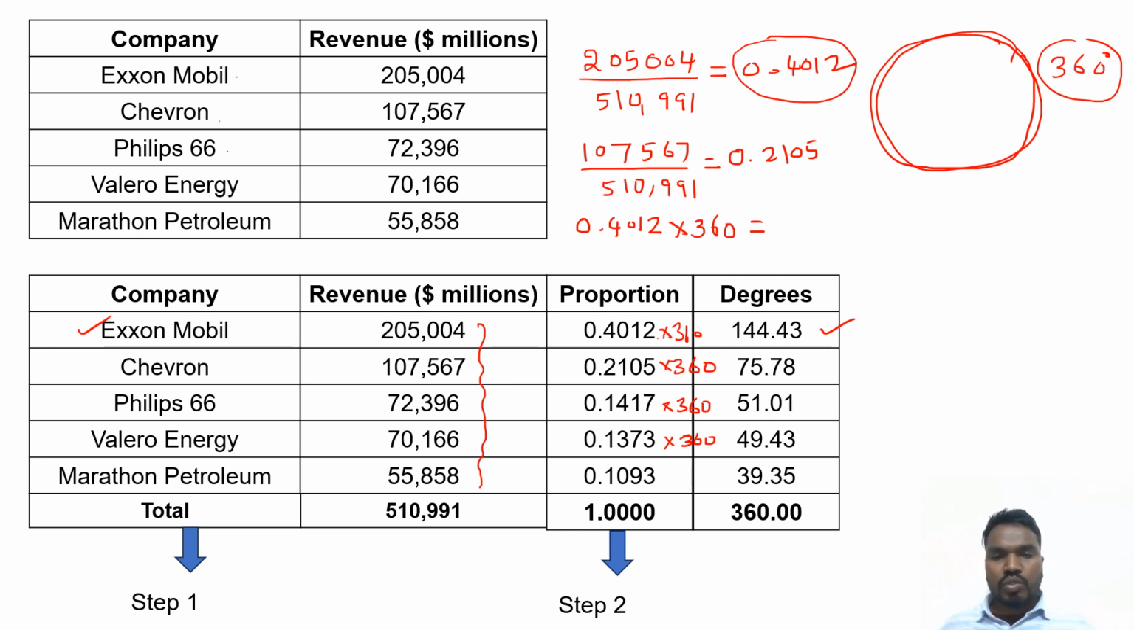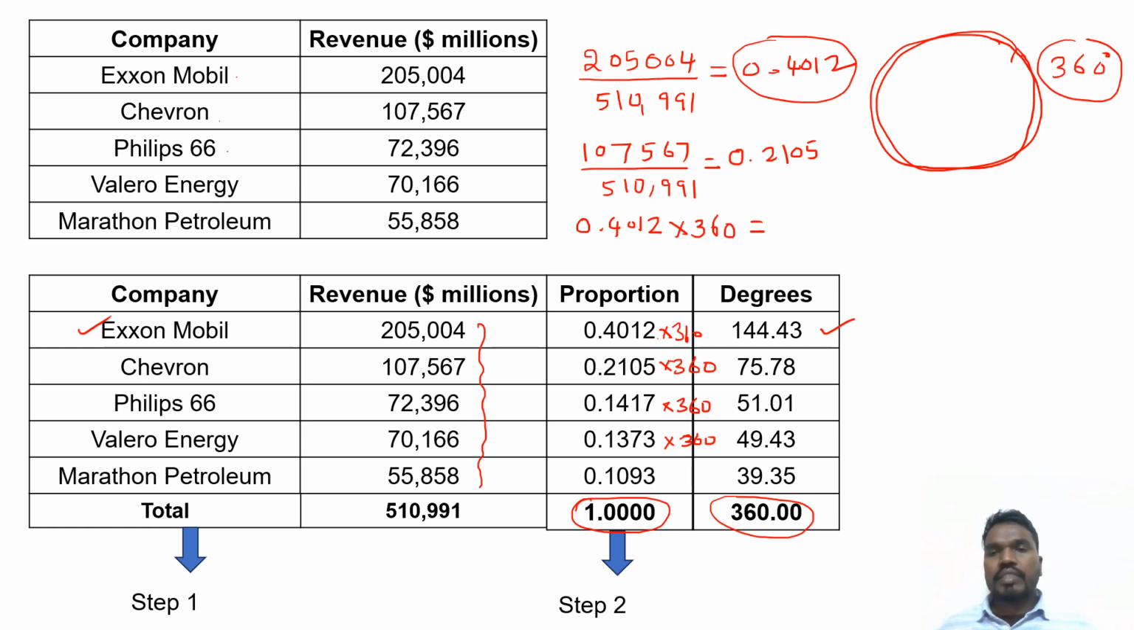You must ensure that the total proportion should be 1, and the total degree should be 360. So if you don't get 360 and 1, you must recheck that, okay, something you might have done wrong somewhere in the calculation part. So make sure that all the calculations are correct, and ensure that you would be getting the total proportion as 1 and a total degree as 360.